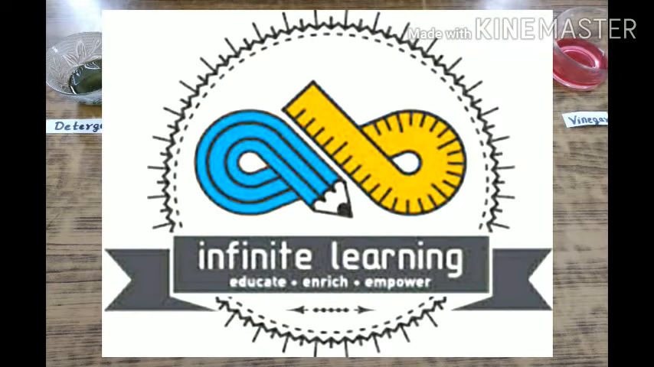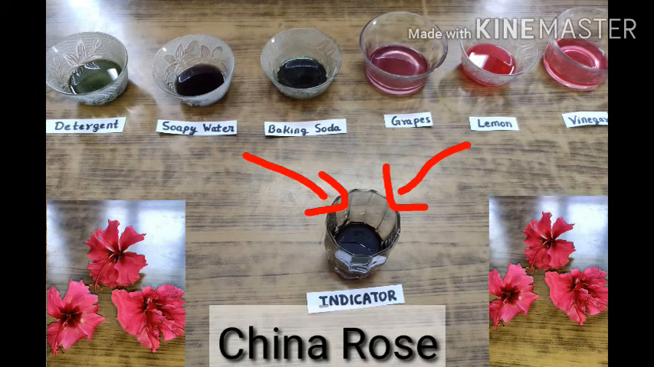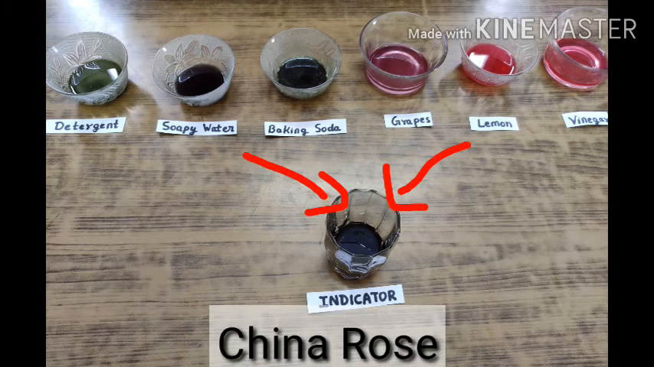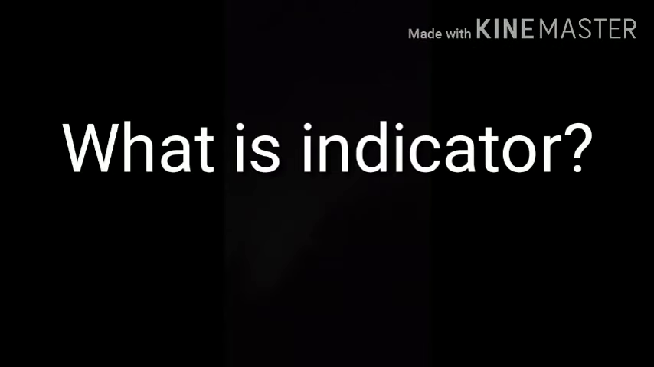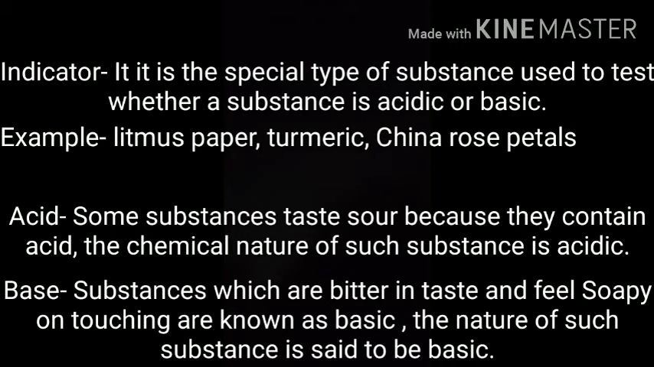Today I will tell you how to use China rose as an indicator. For making a China rose indicator, we must know what an indicator is and what its use is. An indicator is a special type of substance used to test whether a substance is acidic or basic.